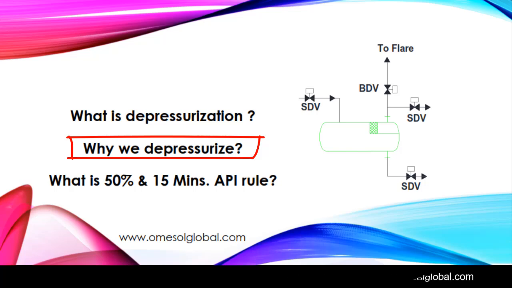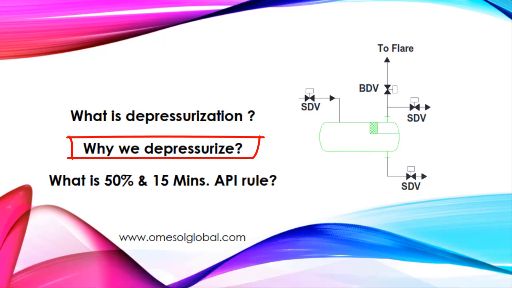Now, the second thing, why do we depressurize? There are three main reasons to do depressurization. First, to reduce the risk of vessel rupture or line rupture because of thermal stresses during a fire scenario. Second, to minimize the fuel inventory, which could supply a fire. Third, to minimize the release of flammable or toxic product in case it is not ignited.